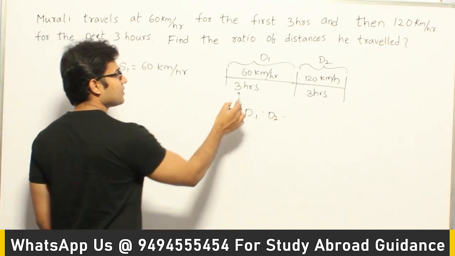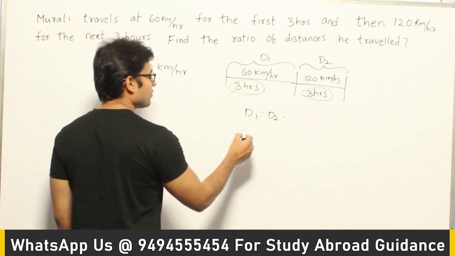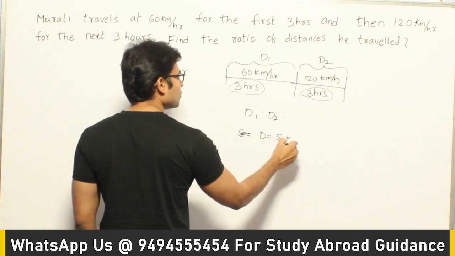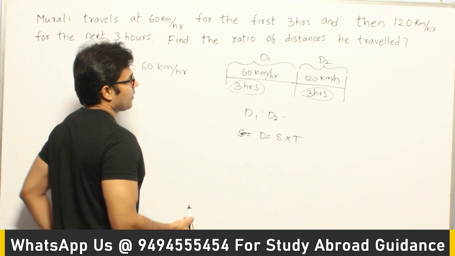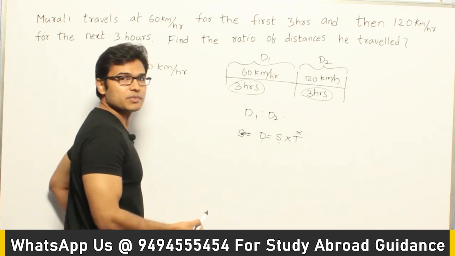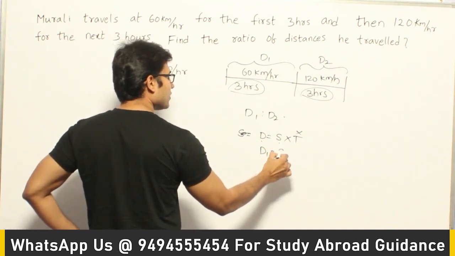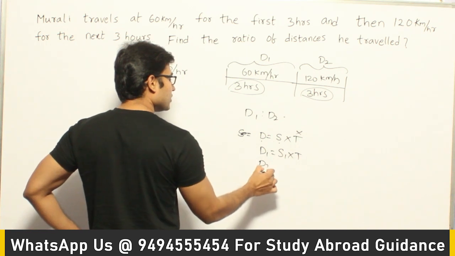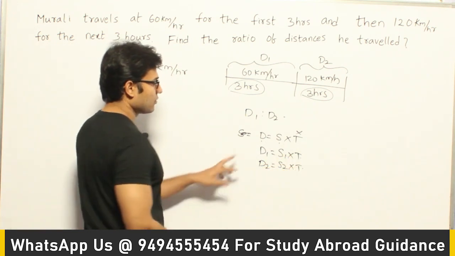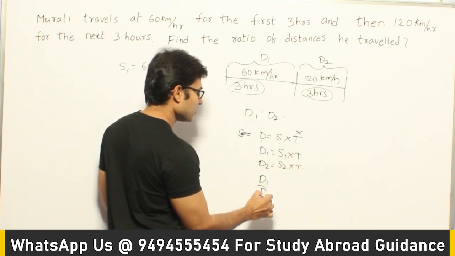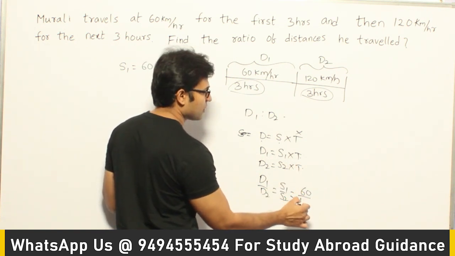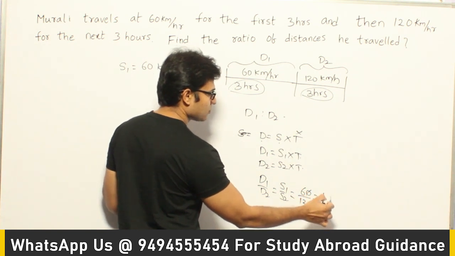Now since the time is constant, if you observe the formula, distance equal to speed into time, we can say that distance is directly proportional to speed, right? So d1 equal to s1 into t and d2 equal to s2 into t, since the time is constant in both cases. Now if you divide 1 by 2, you get d1 by d2 equal to s1 by s2. So s1 by s2 means 60 by 120, which is 1:2. Right?